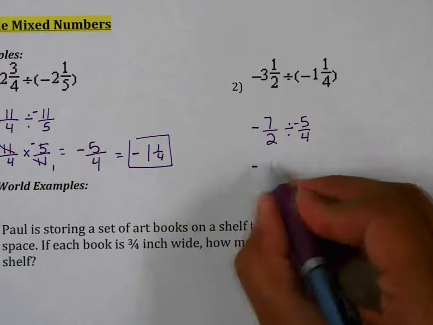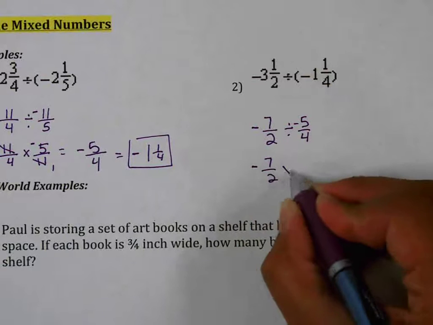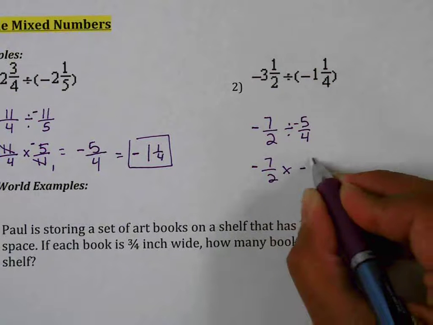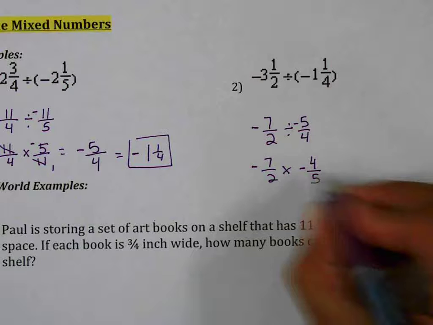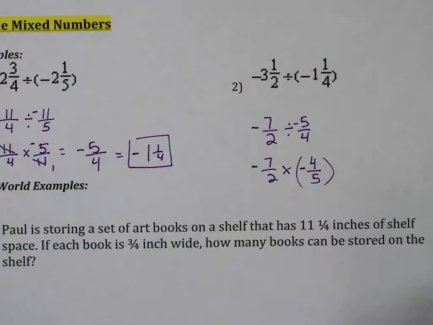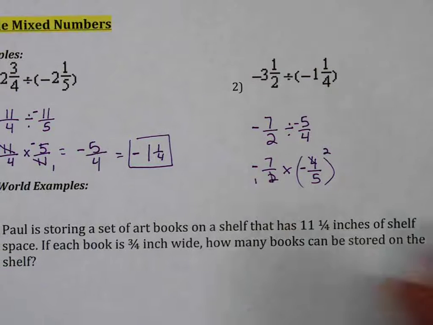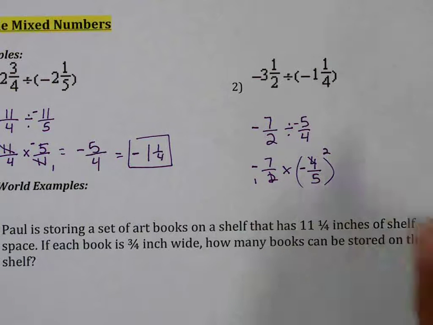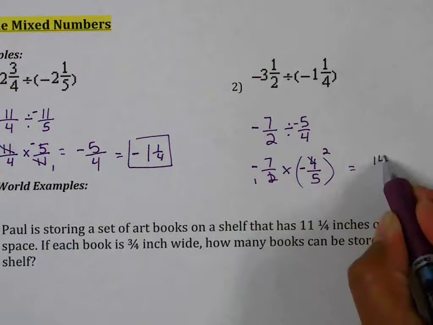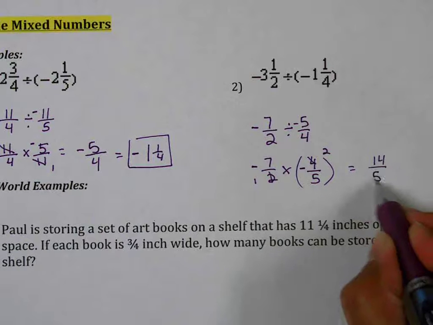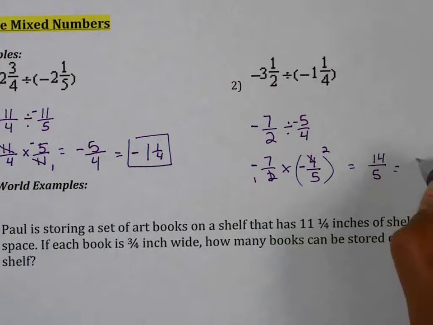So now a negative 7/2 times a negative 4/5. I'm going to reduce 2 and 4. A negative 7 times a negative 2 is a positive 14. 1 times 5 is 5. Make it into a mixed number, 2 4/5.